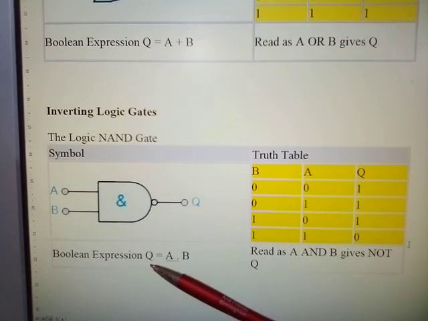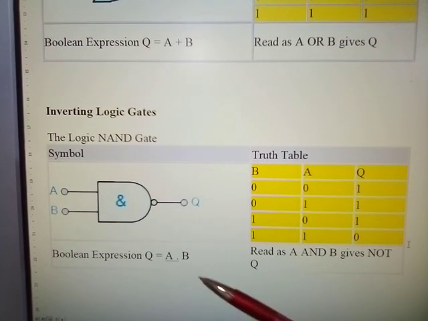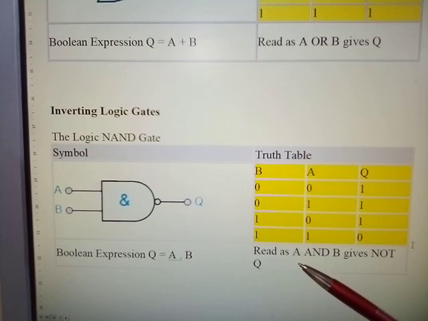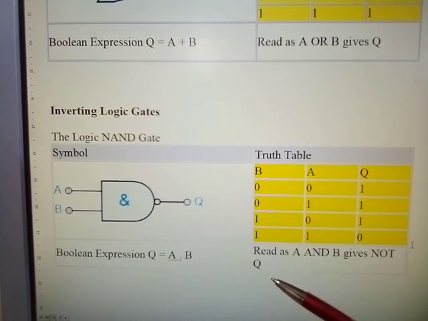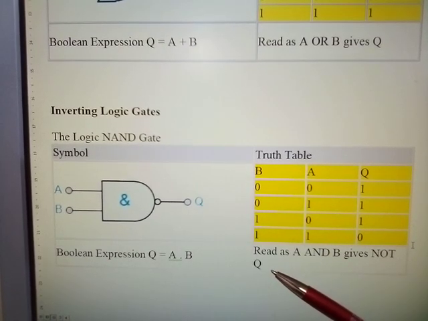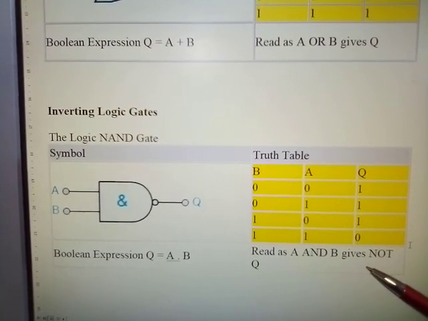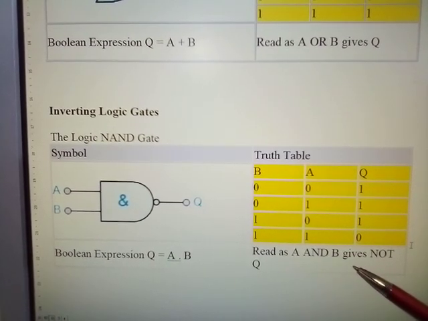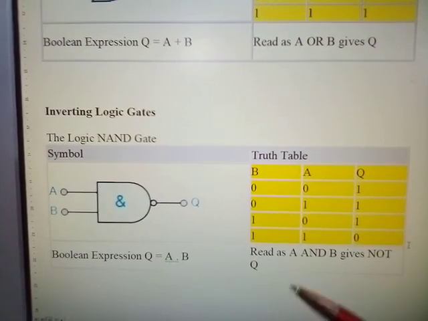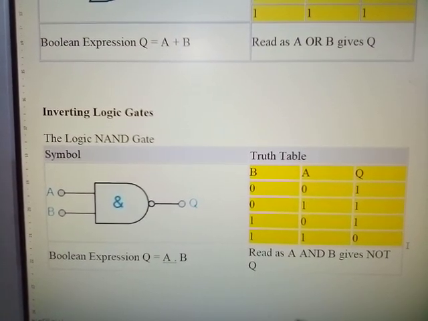Now, Boolean expression Q equals A and B, read as A and B gives not Q. Okay, so what that's just trying to say is that the output to Q is inverted. So whatever it is, it will be the inverse of Q.